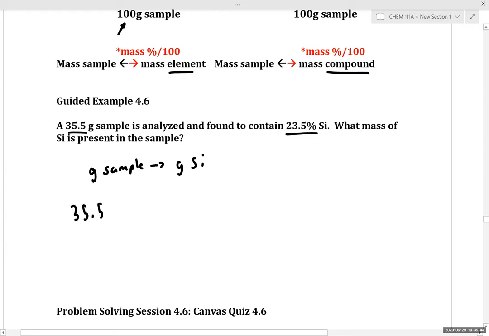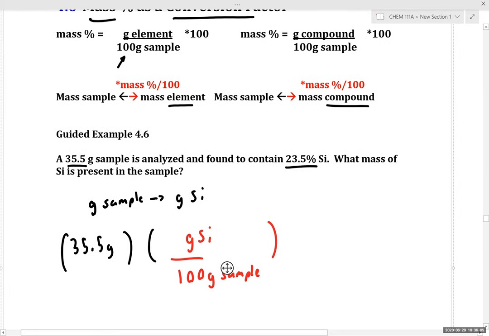So if we have 35.5 grams, my question to everyone, if we know the mass percentage of silicon, how many grams of silicon do we have per 100 grams of sample? What is our mass percentage of silicon? 23.5. Yep, so we have 23.5 grams of silicon per 100 grams of sample. This 23.5% is simply saying that we have 23.5 grams of silicon per 100 grams of sample.